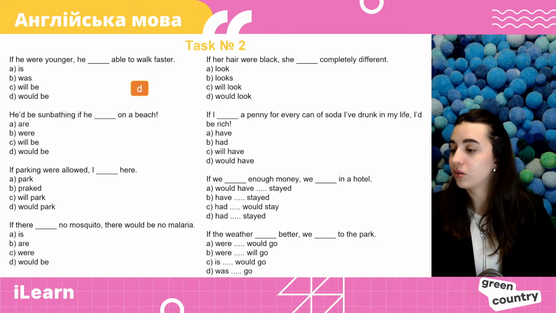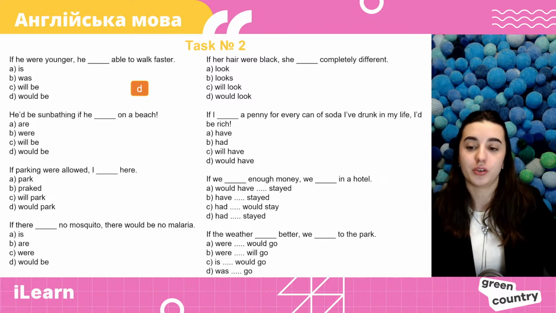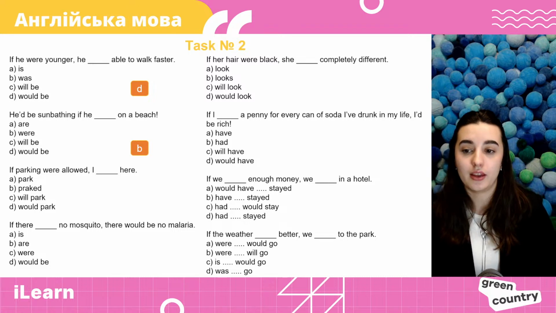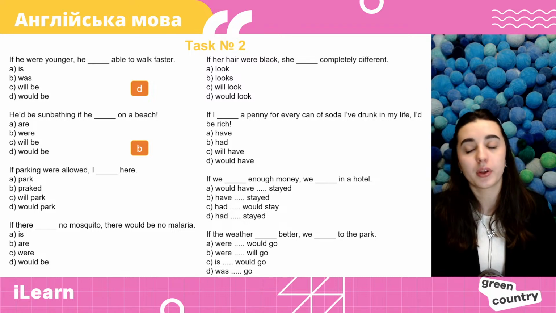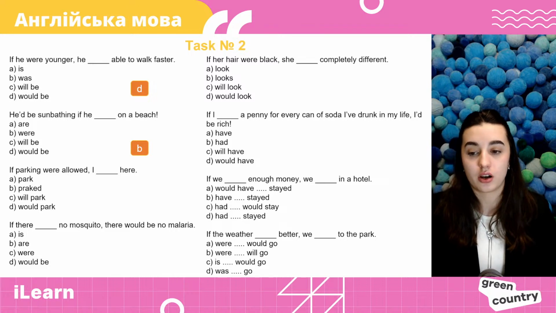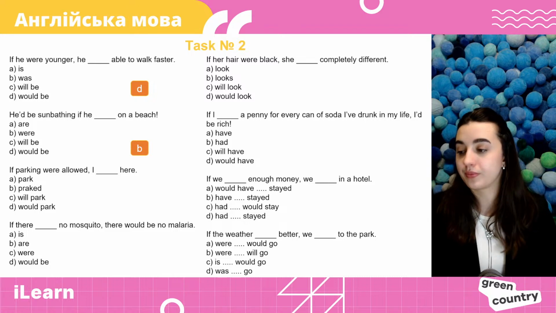Anna, thank you. Okay, good. That's true. Here we have B, and the same, here we have the second conditional. Number 3. If parking were allowed, I park, parked, will park, or would park here.